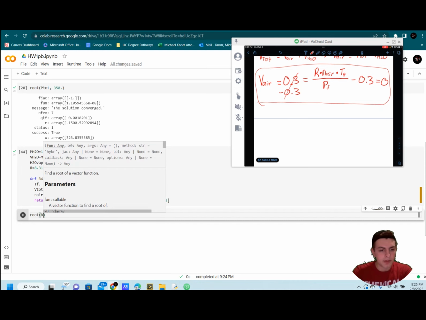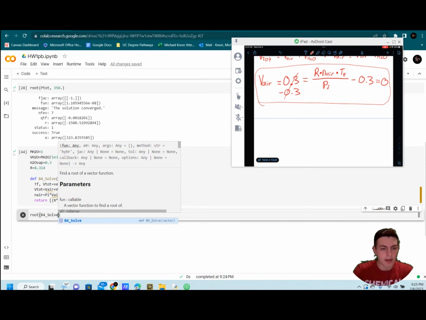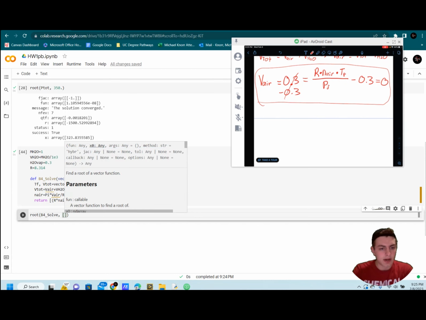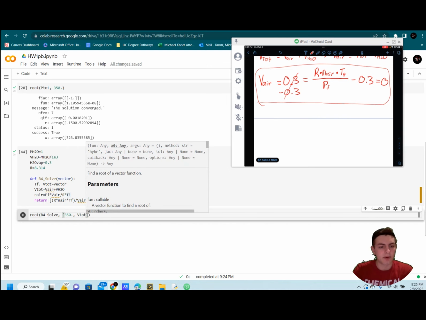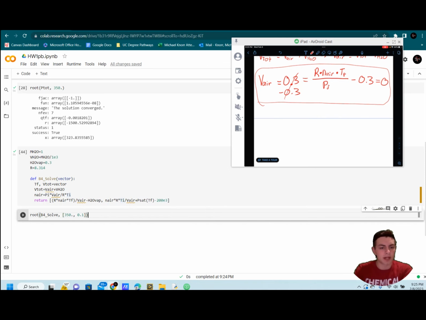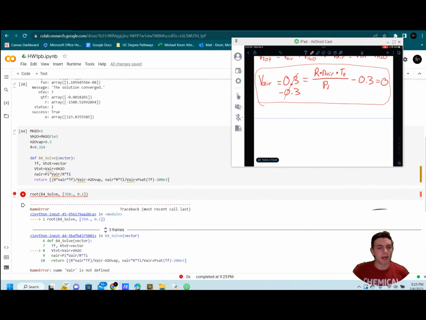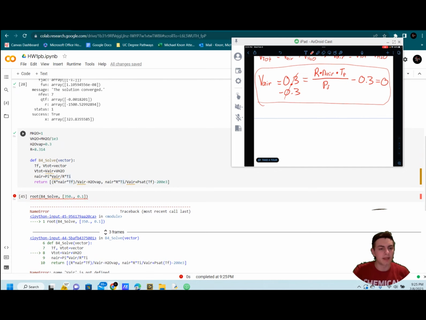Then all we should need to do here is just solve our function. So we'll just solve this. Our initial guess for the temperature can be something around 350, as it was in the previous one, and our initial guess for the volume can be something around what it initially was in our first question at 0.1. And of course, we are going to have an error come up as we haven't defined the error yet.